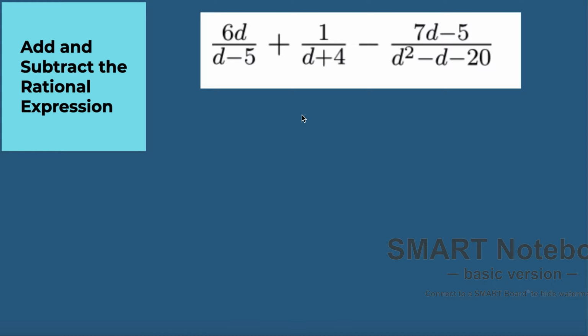Rational expression. Before we go any further, first of all, let's factor the denominator here, d squared minus d minus 20. If we factor 20, it's going to be 5 times 4, which is a good factor, because minus 5 plus 4 is minus 1. And let's rewrite this expression.